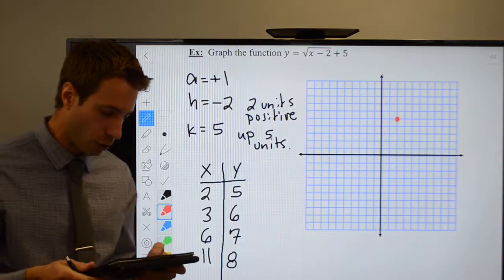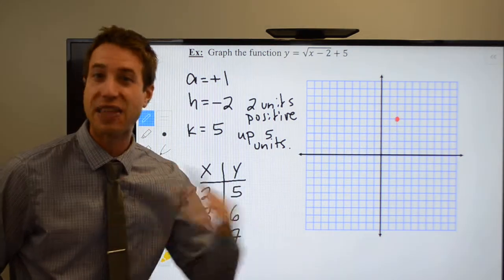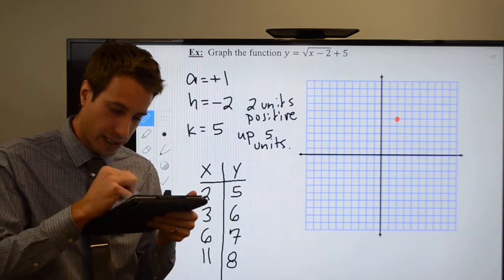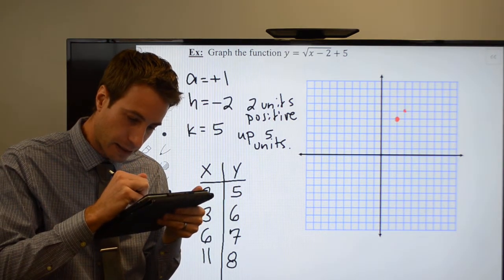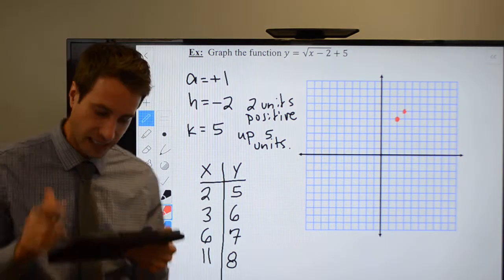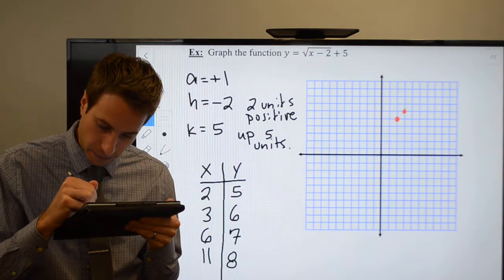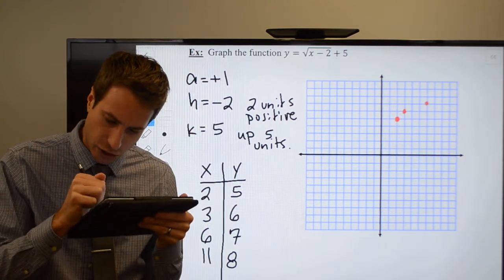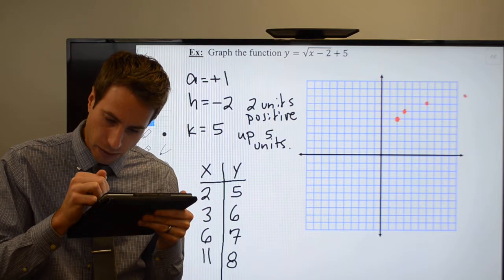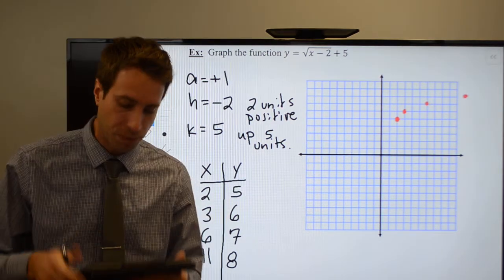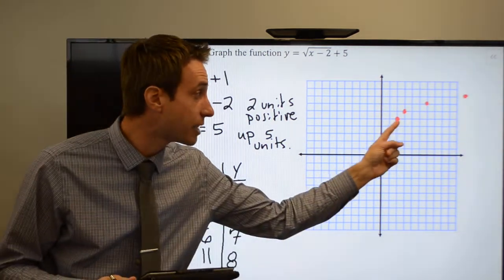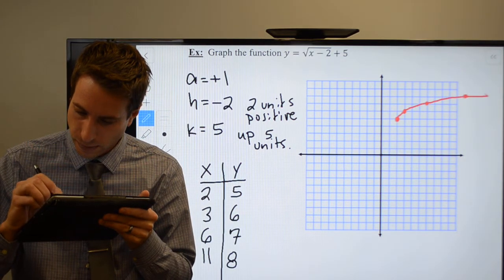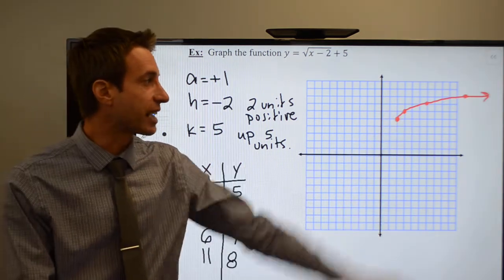Let's go ahead and graph those points. I've already graphed 2, 5. I got that from the transformations A, H, and K. My next one is 3, 6. After that, I have 6, 7. And after that, I have 11, 8, which is going to be just off my coordinate plane a little bit, right about there. Connect those points with a line, knowing that that is my starting point. And so when I graph the radical function, I get something that looks like that.